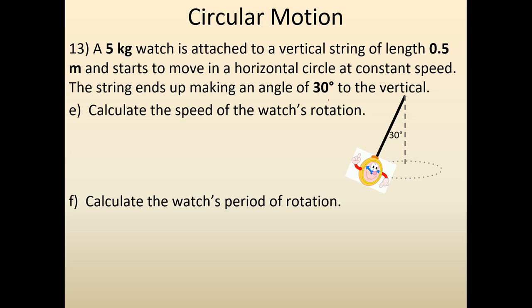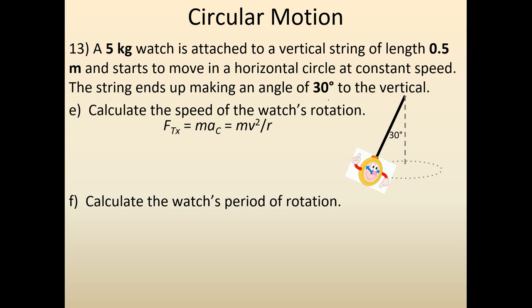Alright, so part E wants to know what is the speed of the watch's rotation. Now, in order to figure out the speed, since I know that the x component is going to be equal to the centripetal force, I'm going to need to know what the radius is.